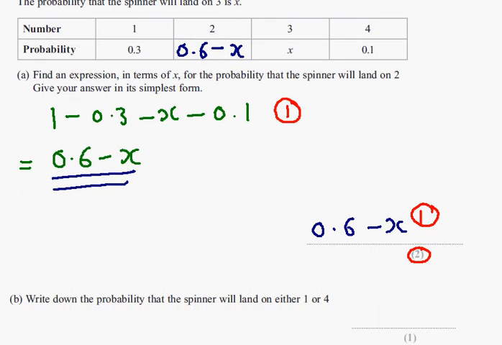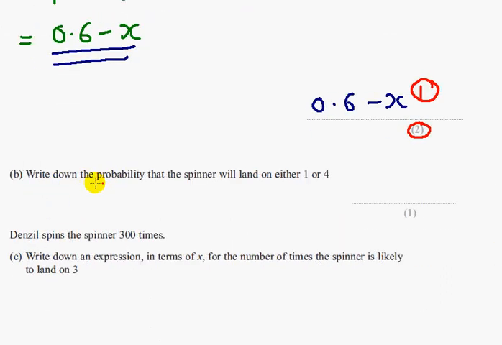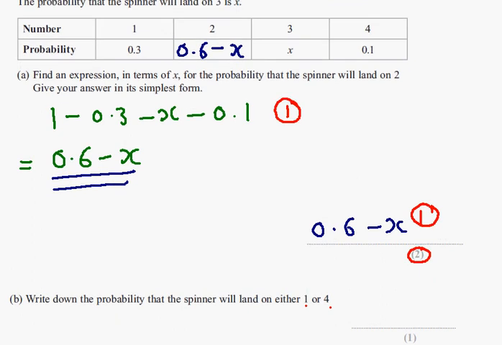Now part B says write down the probability that the spinner will land on either 1 or 4. So let's go back up to our table. Now the probability of it landing on 1 is 0.3 and 4 is 0.1. So you just need to add those probabilities together. So 0.3 add 0.1, so the final answer is 0.4. Now this is worth 1 mark as well, so your answer has to be 0.4.